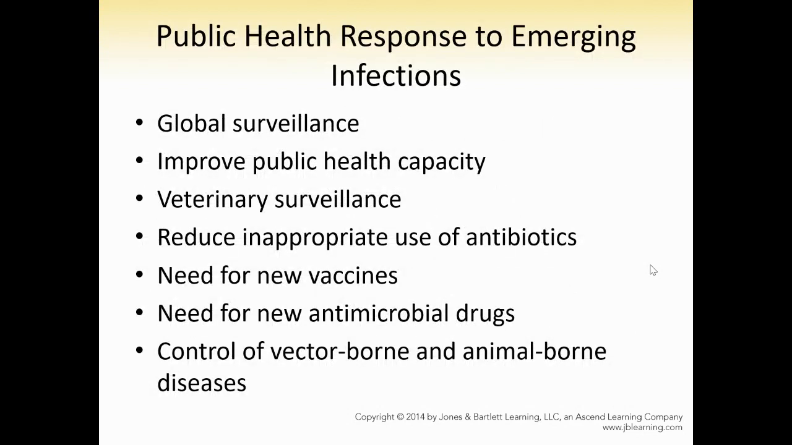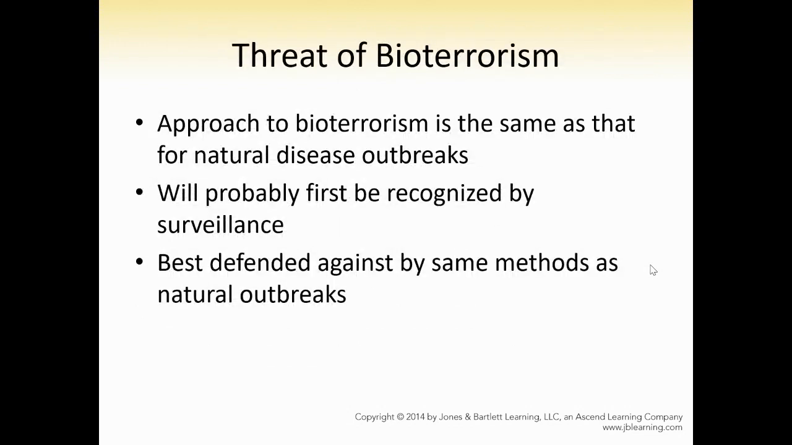We look at public health response to emerging infections. So there is global surveillance, improving public health capacity, veterinary surveillance, looking at livestock and animals, trying to reduce worldwide the inappropriate use of antibiotics, the need for new vaccines, the need for new antimicrobial drugs, and then controlling vector-borne and animal-borne disease. So what can we do when it's rabies and it starts off in animals, or it is malaria that starts off in mosquitoes, right, the vector-borne? We have to figure out ways to control it when it's not started in humans.